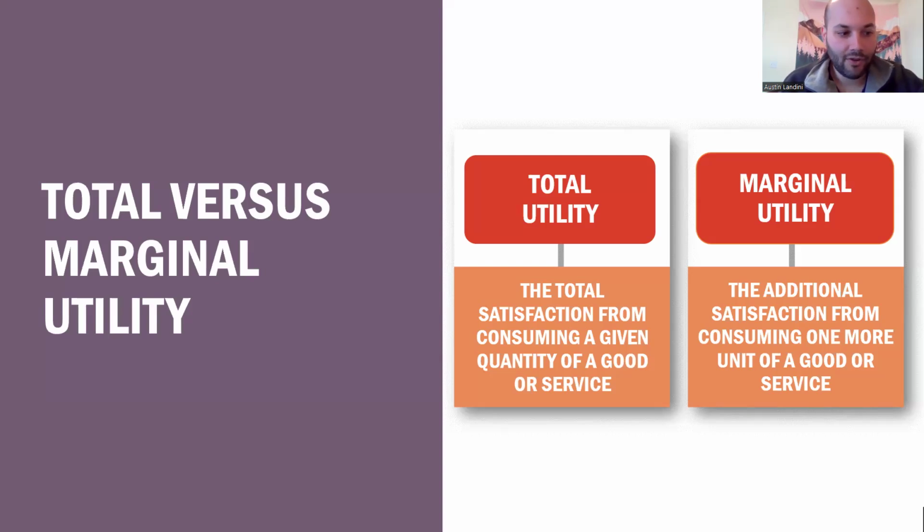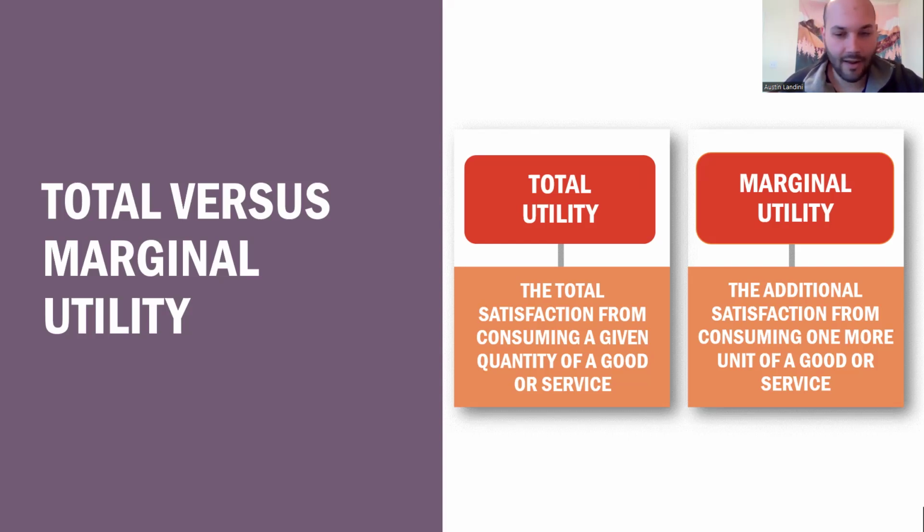But oftentimes, economists like to do what we call thinking on the margin. So the rest of this module is going to be thinking about if the consumer buys and consumes one more additional unit, how much additional happiness will that bring? In other words, we're going to be talking about marginal utility. Marginal utility measures the additional satisfaction from consuming one more unit of a good or service.